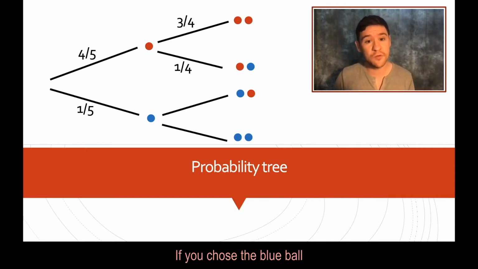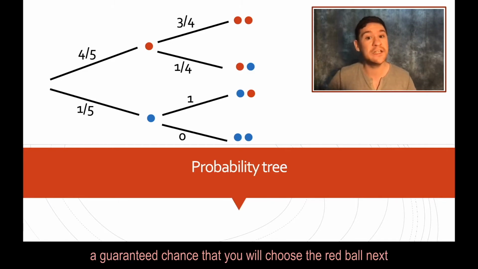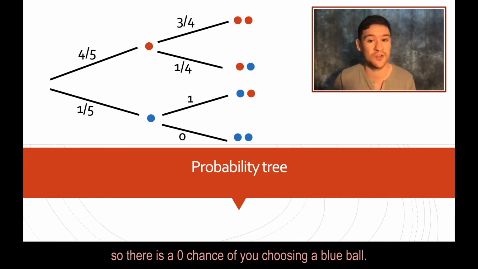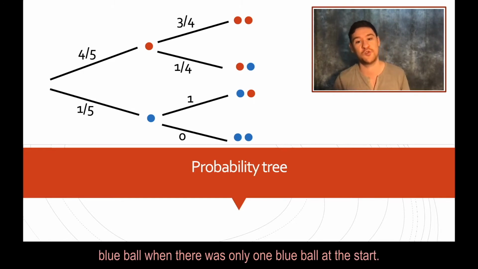If you chose the blue ball, then 4 out of 4 of the balls are red, so there's a guaranteed chance that you will choose the red ball next, and 0 of the 4 balls are blue, so there is a 0 chance of you choosing the blue ball. It's impossible to choose a second blue ball when there's only 1 blue ball at the start.